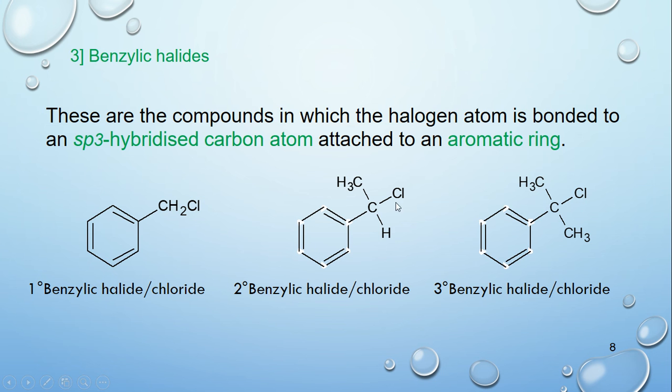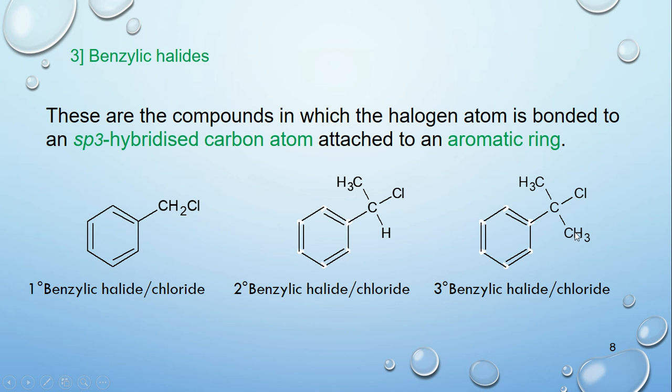Come to the second structure. The same case, you have a halogen atom which is bonded to sp3 hybridized carbon atom, but that sp3 hybridized carbon atom is attached to one alkyl group, and hence the name is secondary benzylic halide, or chloride in this case. Look at this third structure. In the third structure, we again have halide Cl, which is attached to sp3 hybridized carbon atom, which is attached to two alkyl groups, and hence the name is tertiary benzylic halide.